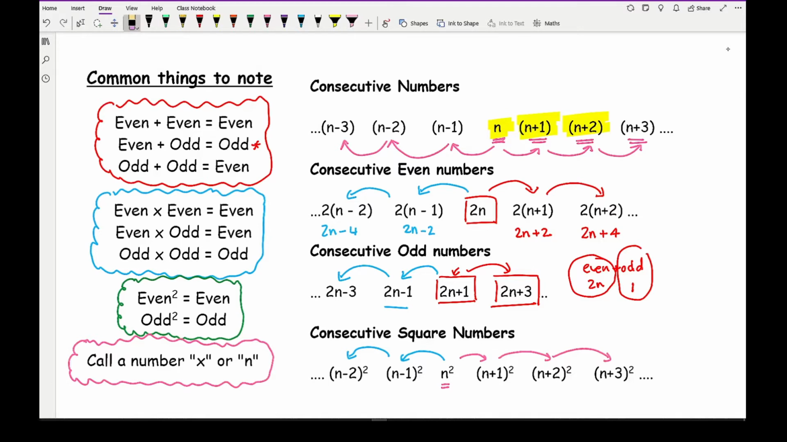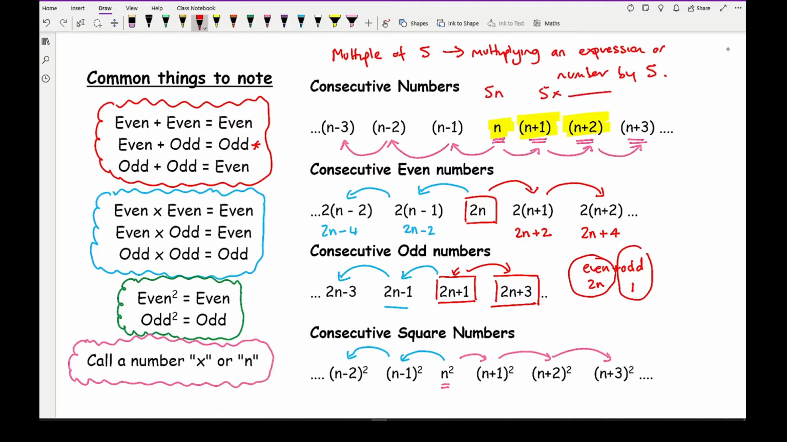Another thing you need to be aware of is questions involving multiples. A multiple of 5 is where you're multiplying an expression or number by 5. So if you've got 5n, or 5 times any other number, then it's guaranteed to be a multiple of 5. Why? Because you are multiplying by 5.